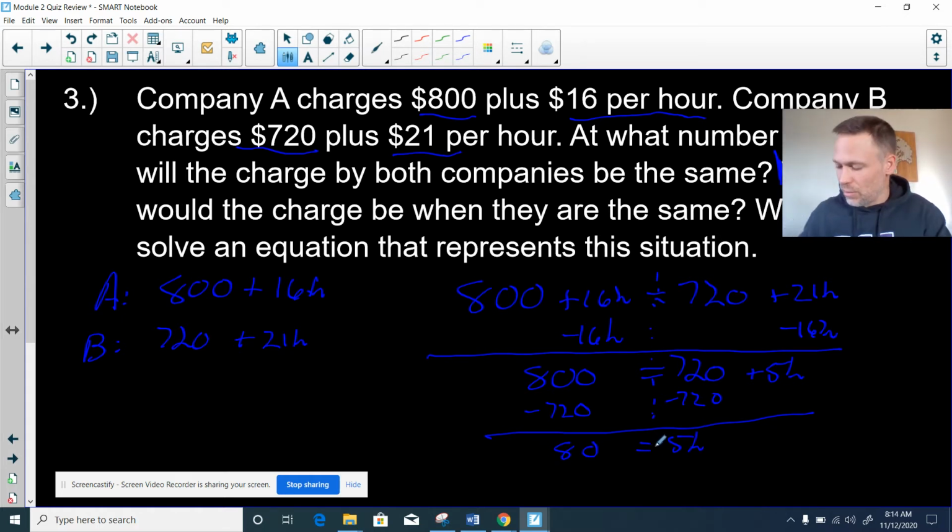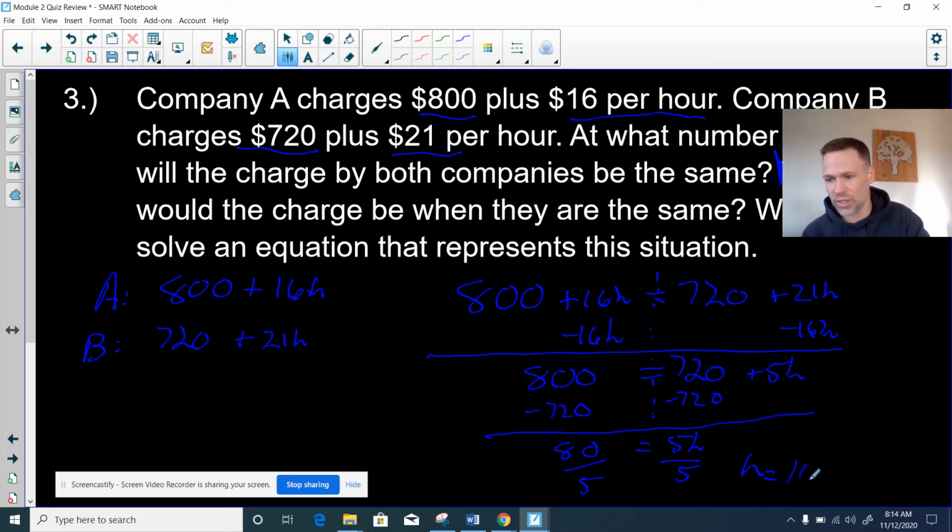And I believe we get 16 here. I'm just going to double check. 80 divided by 5. Yep. So I divide by 5, H is equal to 16, right?